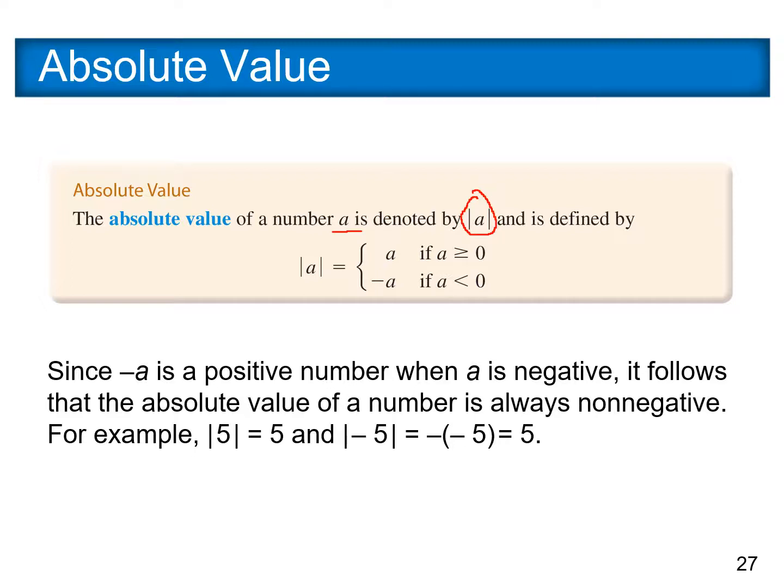So if a is positive, it stays positive. If a is negative, it becomes positive. And that's simple. In other words, absolute value always has to become positive. So since minus a is a positive number when a is negative, it follows that the absolute value of a number, like I said, always has to be non-negative. So for example, absolute value of 5 will be 5. Absolute value of minus 5, I have to switch it to 5, and therefore it will be 5 as well.